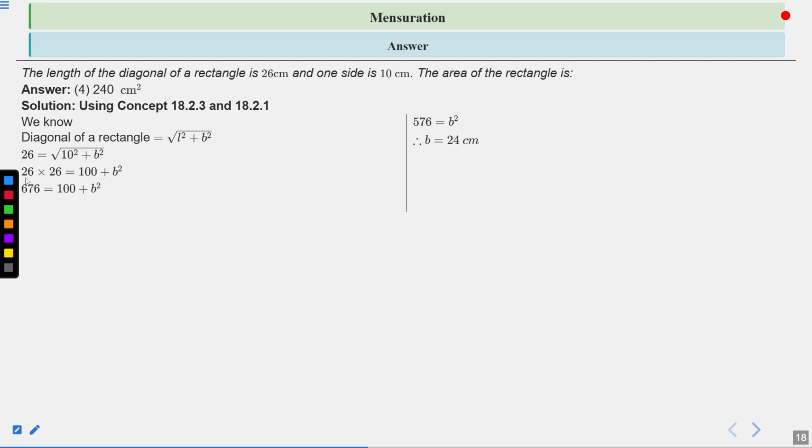Now we can calculate the area, which is length into breadth. So the area of rectangle is L into B. By using the formula, 24 into 10, we get the area of rectangle, which is 240 square centimeter. So fourth one is the correct answer of this question. Next one.